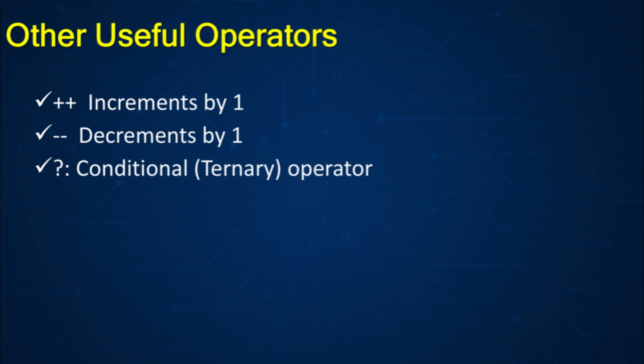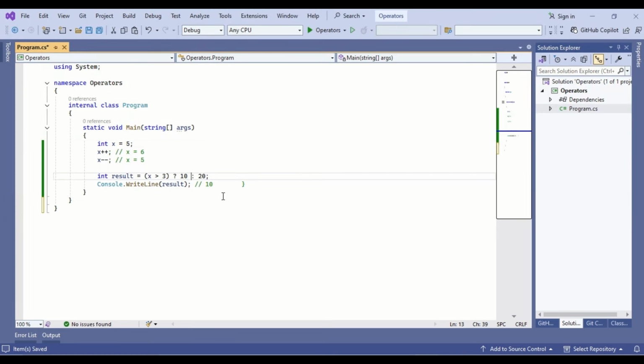Here are some extra operators that make your code concise. Use ++ and -- in loops to step through values. The ternary operator is a quick shortcut for if-else, great for small conditionals.